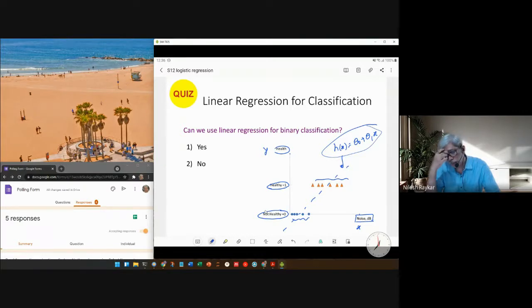I'll repeat the question, for those who have joined new. Can we use a linear regression function for a classification problem? For a given noise level, you can predict the health. Of course, since it's a linear regression, you will get some output which is continuously varying. Can you use that output for predicting whether it is healthy or not healthy?